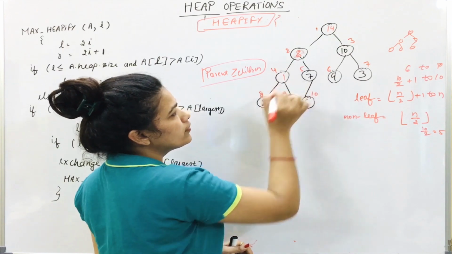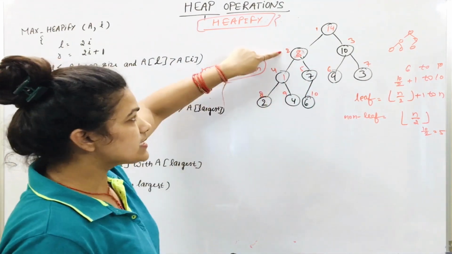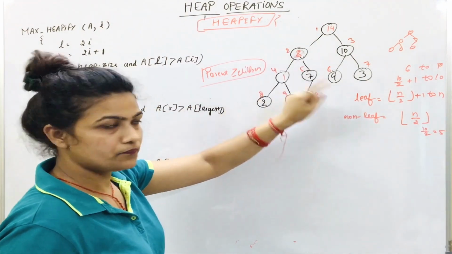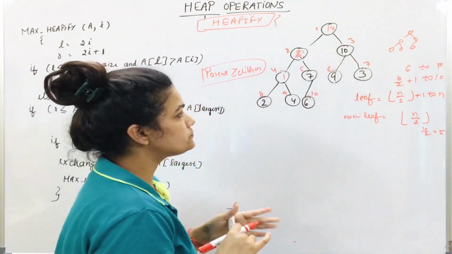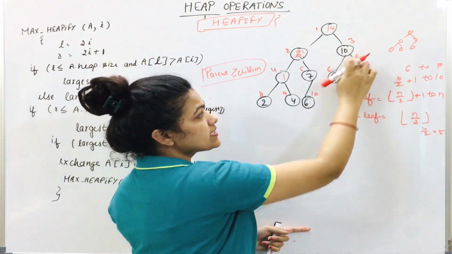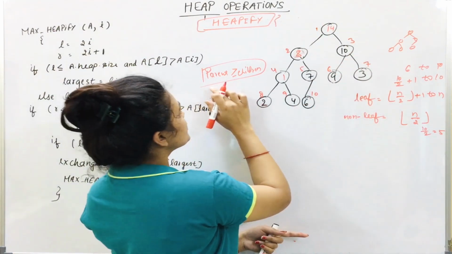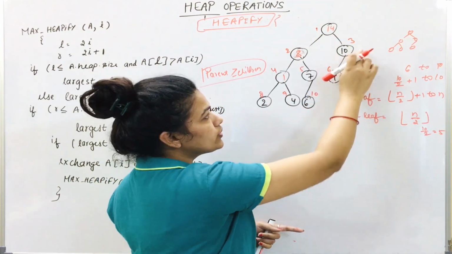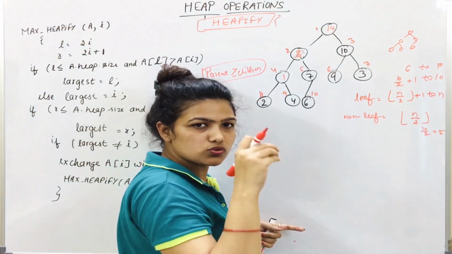And 1 will go here. Simple. Second position is okay. Parent is greater than its children. Now we'll move to the next position. This is 10, 9, 3. Parent is greater than its children already. This condition is satisfied already. 10 is greater than its children, 9 and 3. So we don't have any need to swap and all this.